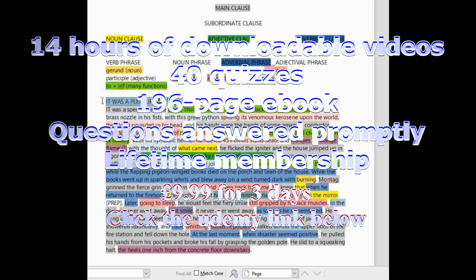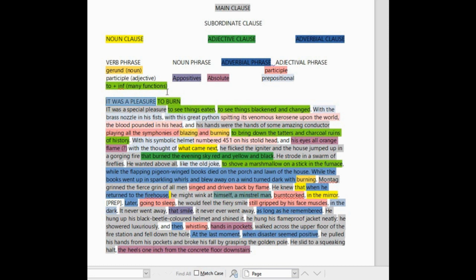It was a pleasure to burn. Now, I've colour-coded "it was a pleasure" as a main clause, but I want to make it clear that the whole main clause is the whole lot. It was a pleasure to burn, yeah? But within that main clause, we have this to plus infinitive at the end. It was a pleasure. What was a pleasure? To burn. And I want you to notice that this "to burn" is really referring to the it. It's renaming the it. So really we're saying to burn was a pleasure.